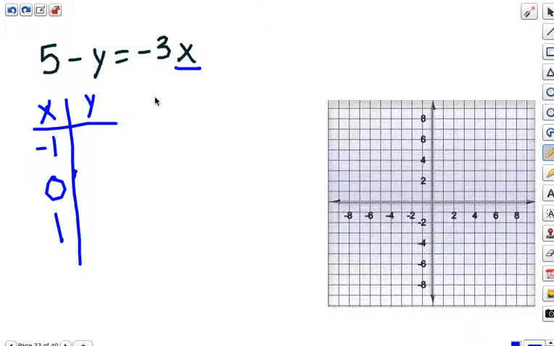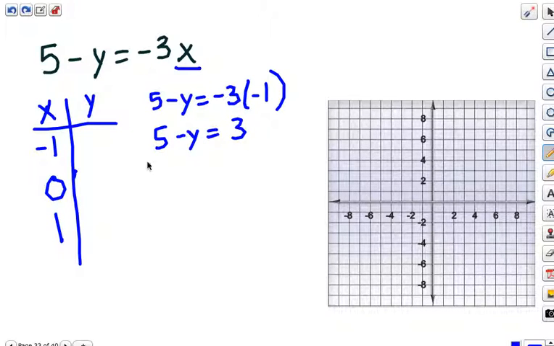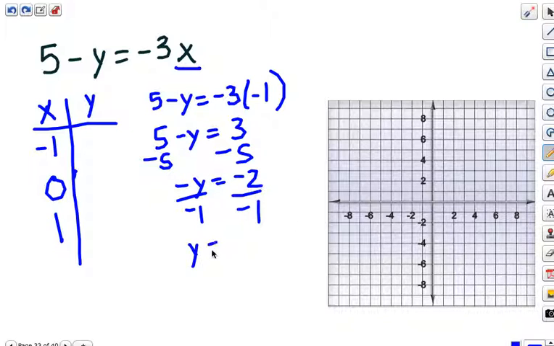So we have 5 minus y equals -3 times -1. 5 minus y equals 3. Subtract 5 from both sides. -y equals -2. We divide both sides by -1 to get rid of that -y, and y equals 2. So our first ordered pair is -1, 2.